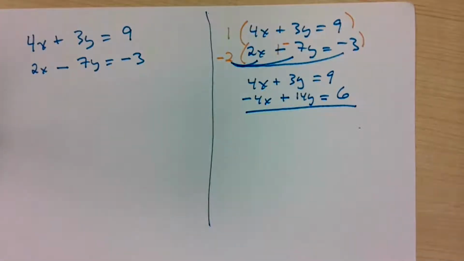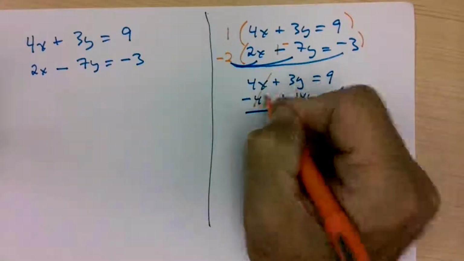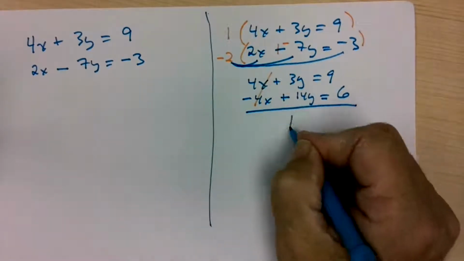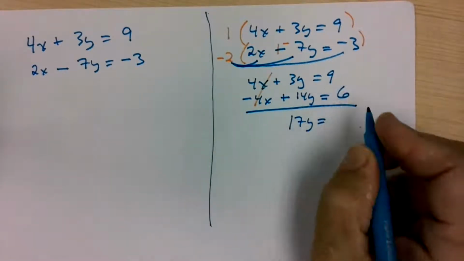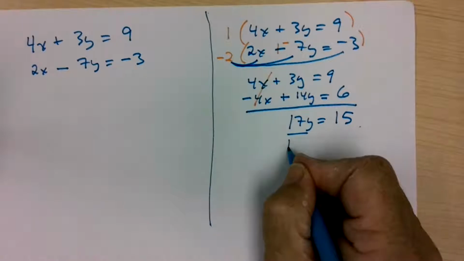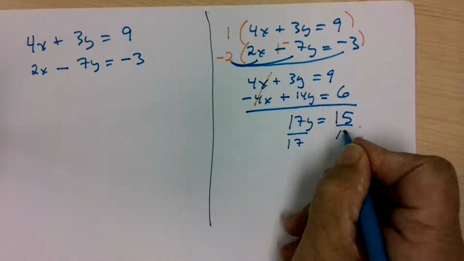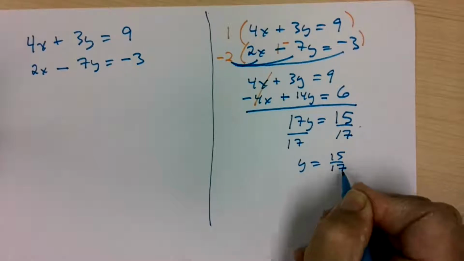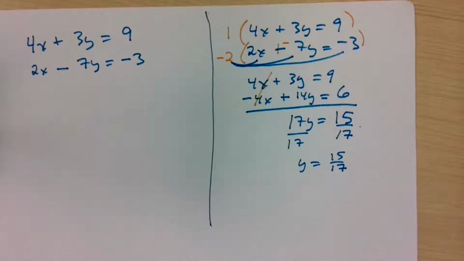Now add these together and we get 4x minus 4x is gone. 3y plus 14y is 17y equals 9 plus 6, which is 15. So I have 17y equals 15. Let's divide both sides by 17, and I get y is 15/17. When I get a fraction, I do not like to solve by plugging it in, because I've got to do all kinds of arithmetic with fractions, and most people struggle with that.